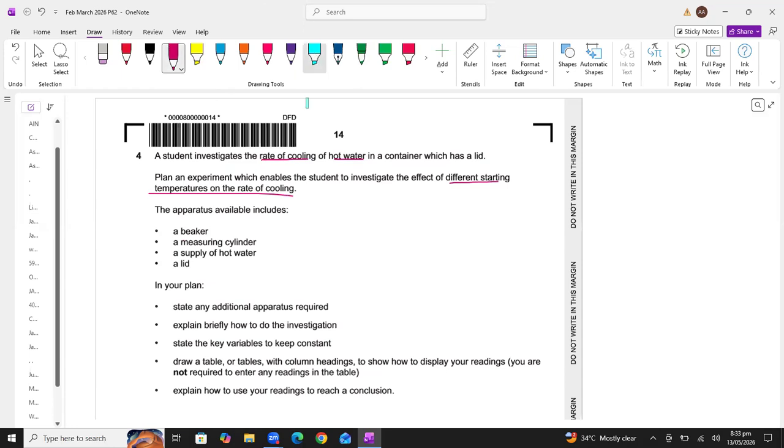As I have marked already on your screen, rate of cooling of hot water. So basically hot water means temperature and rate of cooling means time. Exactly. Temperature and time. So what are the two variables we are studying here? Temperature and time. देखिए बेटा, remember when we are studying the planning question, we have to mention the dependent variable, independent variable, and control variable. Do you remember, students, I told you the mnemonics here.